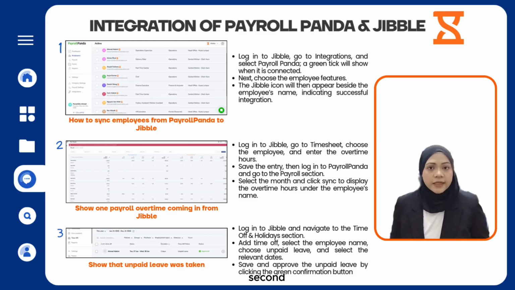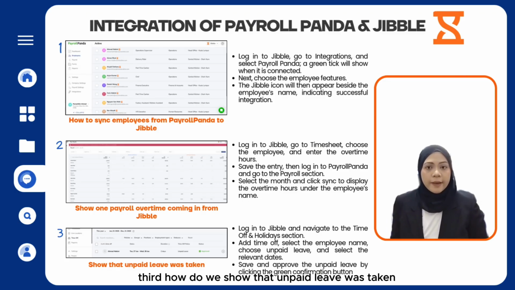Second, how is overtime from Jibble shown in one payroll cycle? Overtime is first recorded in Jibble, which functions as the main time tracking system. The user logs into Jibble, goes to the timesheet section, selects the employee and enters both regular working hours and overtime hours. After saving the timesheet, the payroll administrator logs into Payroll Panda, selects the payroll section, chooses the relevant payroll month, and syncs the data from Jibble. The overtime hours are then displayed under the employee's name within a single payroll cycle.